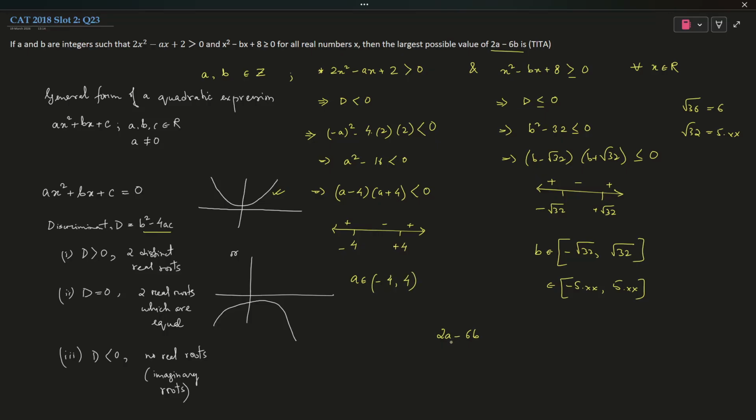Now what is the maximum value of a? Maximum value of a is plus 3, guys, because a and b belong to integers. What is the least value of b? B must be minimum, so it will be minus 5. So 6 times minus 5, minus plus, so 30, plus 6, so 36. This is the value. So the largest possible value of this expression is 36.